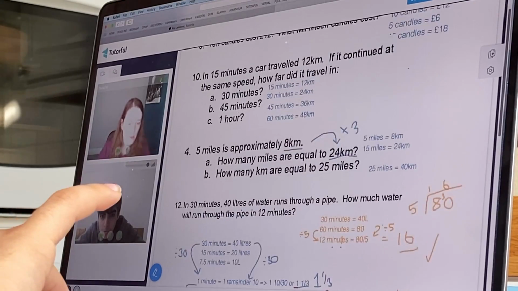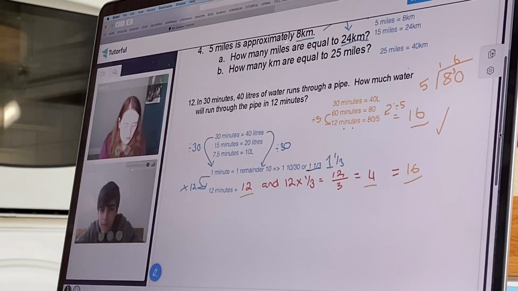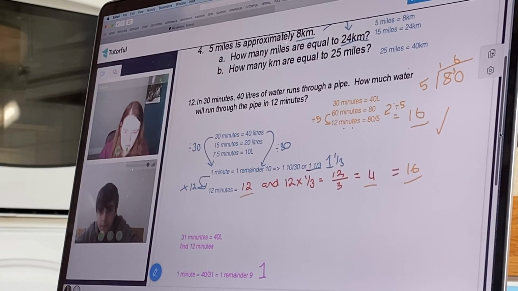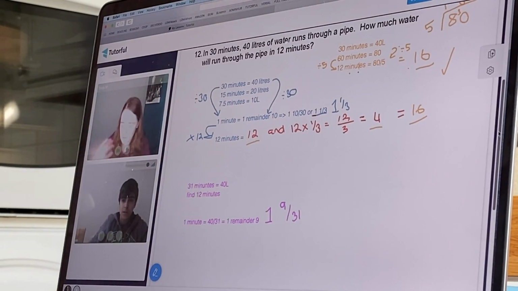40 divided by 31, which gives us 1 remainder 9. We can write that as 1 and 9 over 31. I don't think that can be simplified because 31 is a prime number.